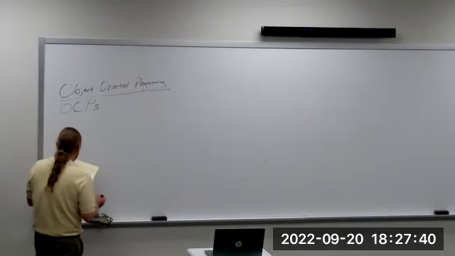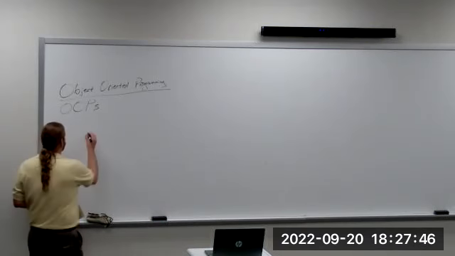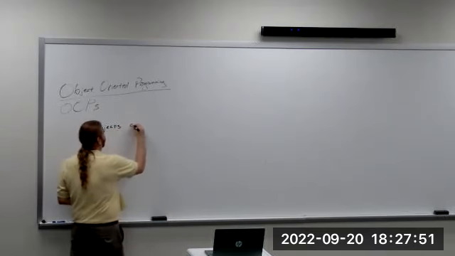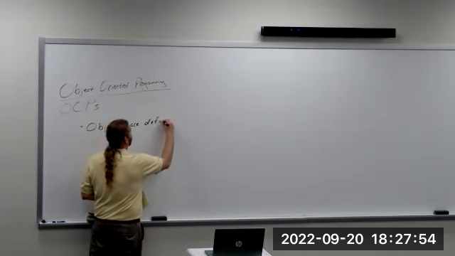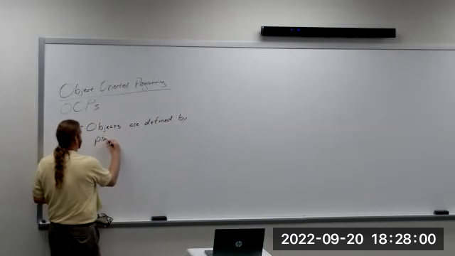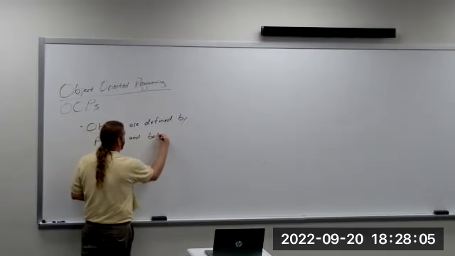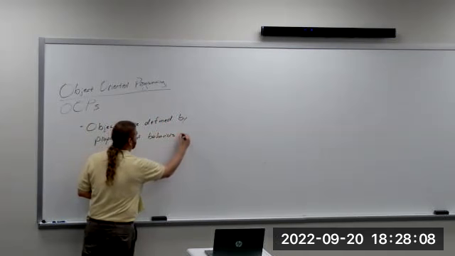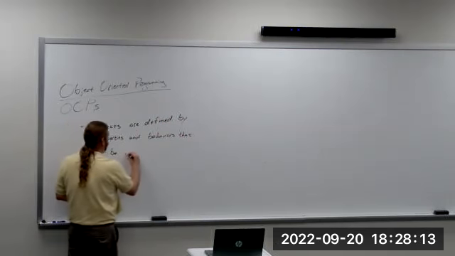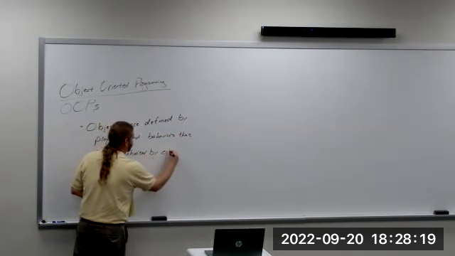So objects have properties and behaviors which can be inherited by other objects. I'll say objects are defined by properties and behaviors that can be inherited by other objects.